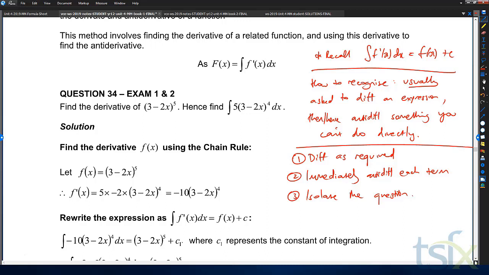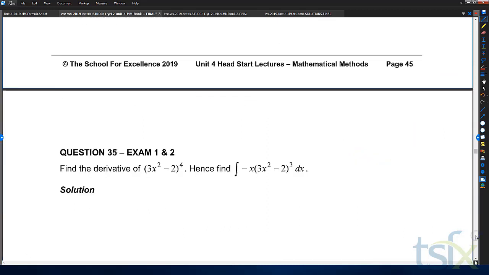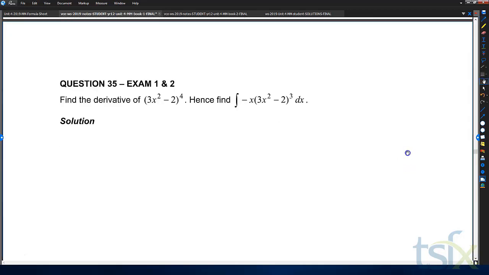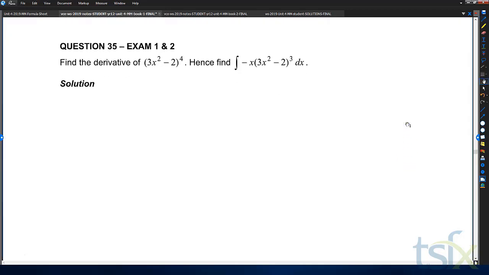Now I won't do question 34. 34 is a bit too easy, probably. So let's look at number 35, because that's not done. So you're in the exam, you've been moseying along doing a couple of nice little probability questions, you're feeling good, and this thing drops on you. How do you know what it is? Well, again, there it is: diff, hence, anti-diff, and this thing here is pretty hard to do directly. You can't do it directly. It's just too hard to do.